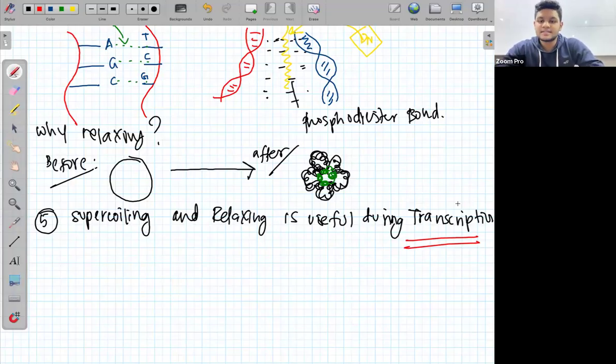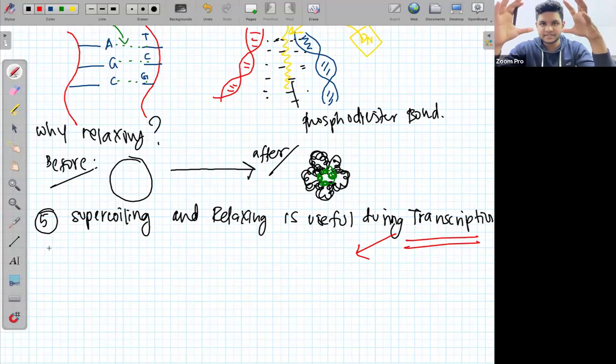Now they're saying that supercoiling and relaxing is useful during transcription. Transcription, simply for the understanding for the moment, I'll give a rough idea. Transcription is a process of protein synthesis, right? Normally, protein synthesis has two sub phases, transcription and translation. You need not note it down, because under this part it is not given.